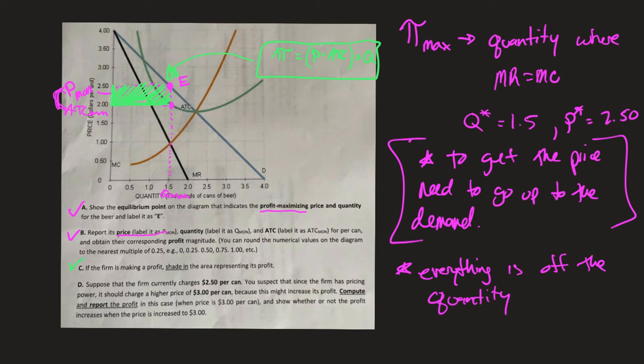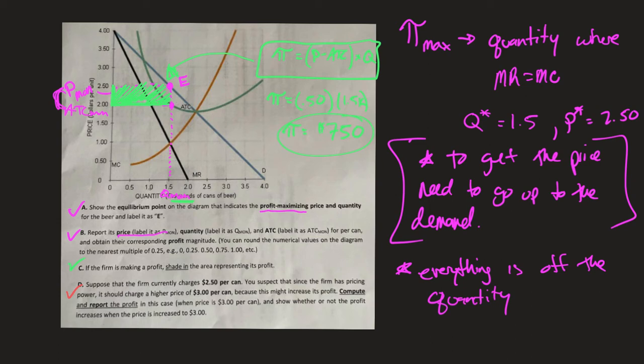While we're at it, let's calculate that profit. In this case, my profit would be equal to price minus ATC, which looks like about 50 cents. Then we multiply it by that quantity, which is 1.5 thousand. So my profit is $750. Remember, this is thousands. It shows it down here. You can't really see it because we drew over it, but it would be thousands. So half of 1,500 would be $750. We've calculated the profit. That leaves us with one more point, and that's this D.